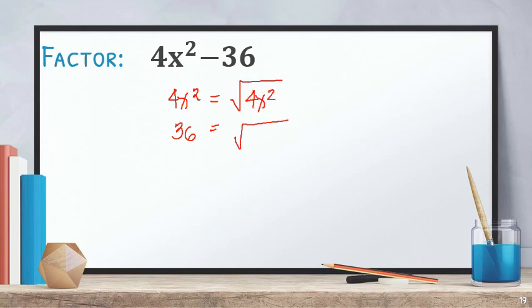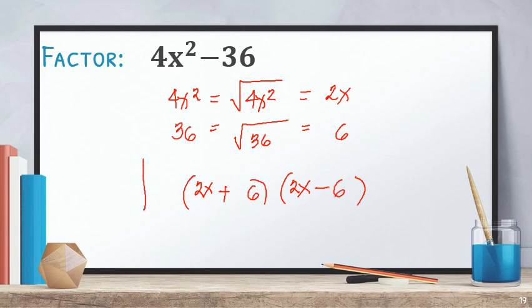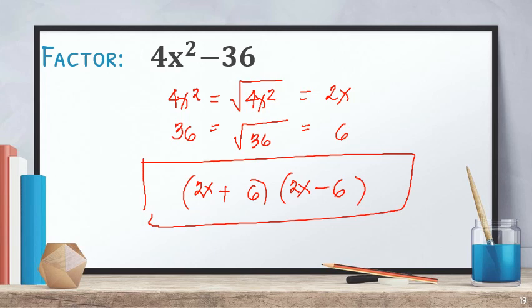Next step, get their square roots. Square root of 4x squared, and square root of 36. Square root of 4x squared is 2x. Square root of 36 is 6. Now, let us express our final answer as the sum and difference of the first term, which is 2x, and the last term, which is 6. Therefore, our final answer now is quantity 2x plus 6 multiplied by 2x minus 6.